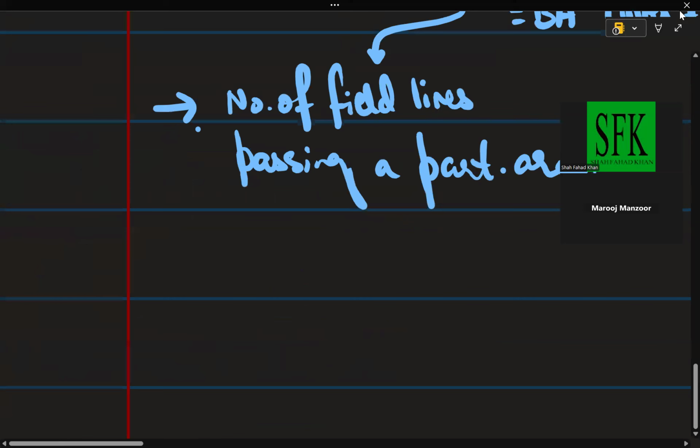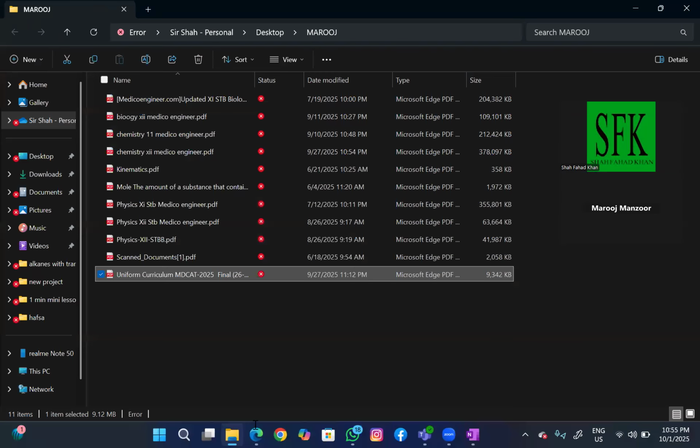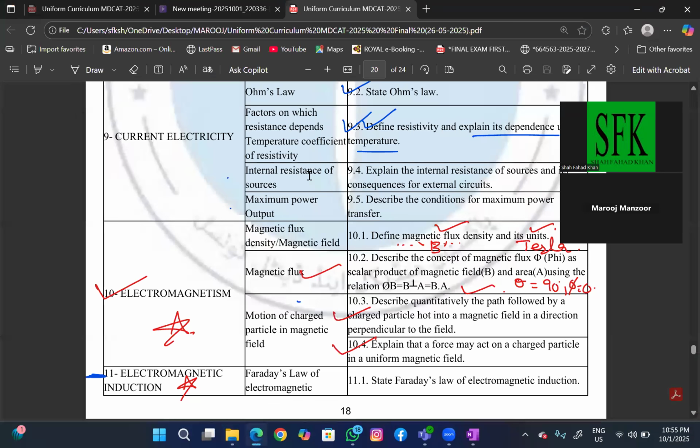So we just studied about magnetic flux. Let's see what's next. Flux density done. Flux. Okay, what's the unit of flux? Do you know the unit of flux? It's called Weber, okay? Represented by Wb. So what was the unit of flux density? Tesla. And the unit of flux is Weber. Understood? Yes, sir. Okay. Now motion of a charged particle in a magnetic field. That's what we have to study. Look at it.